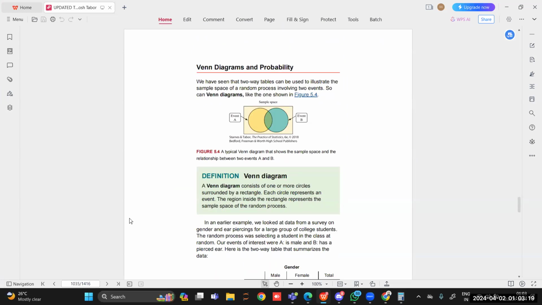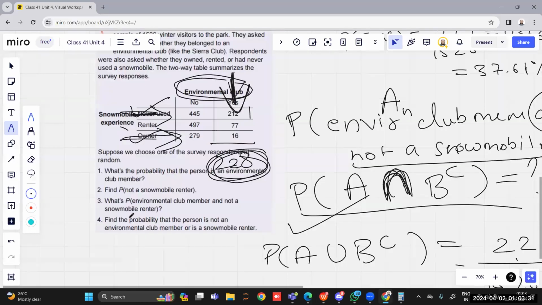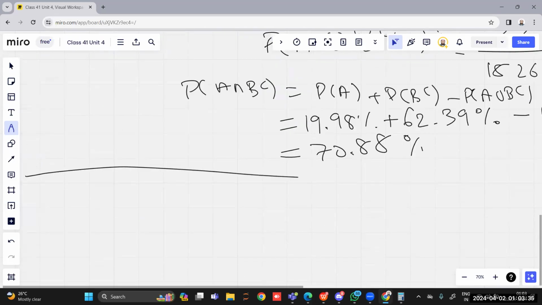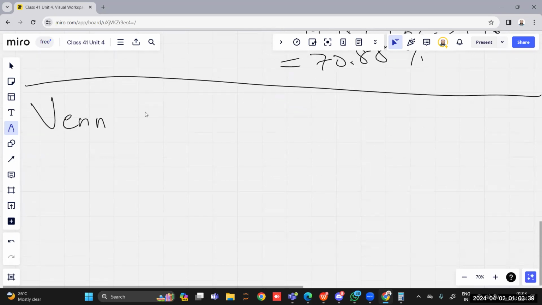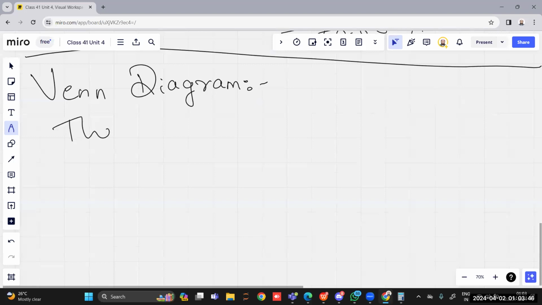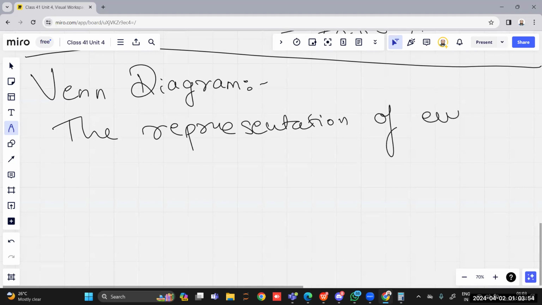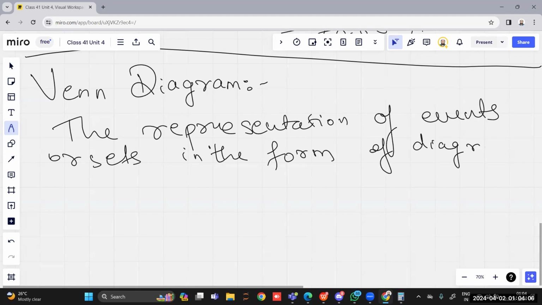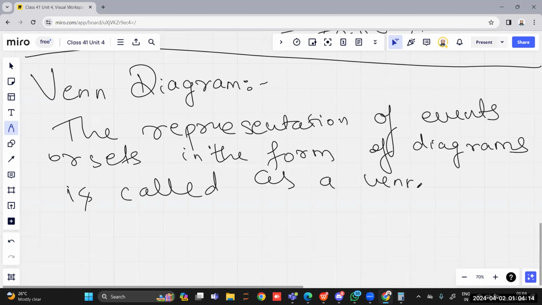That's the Venn diagram. So what's a Venn diagram first of all? The representation of events or sets in the form of diagrams is called a Venn diagram.